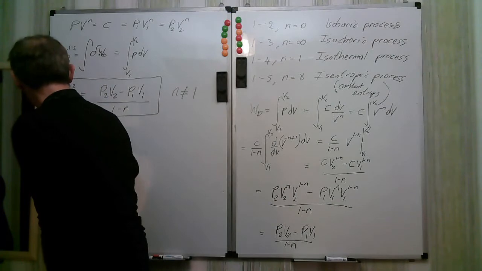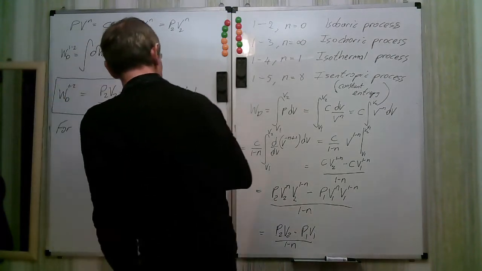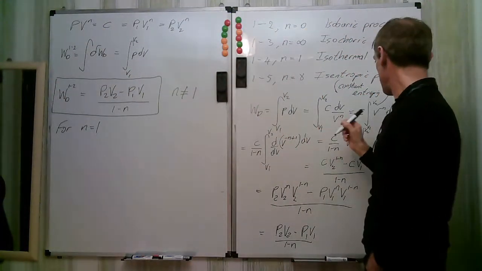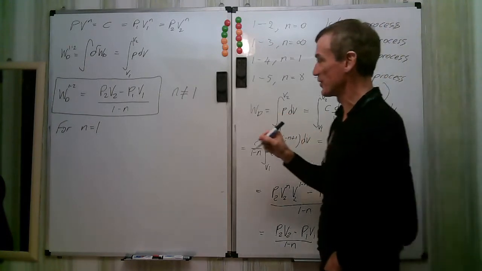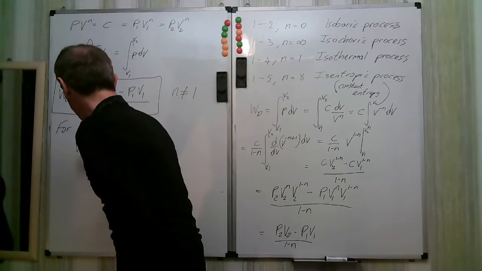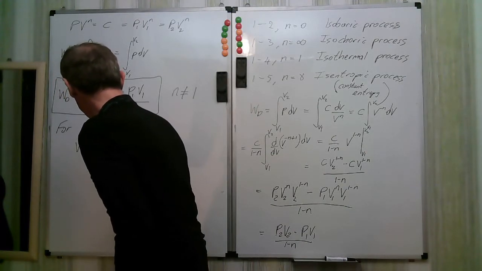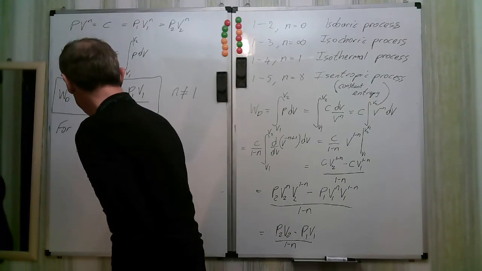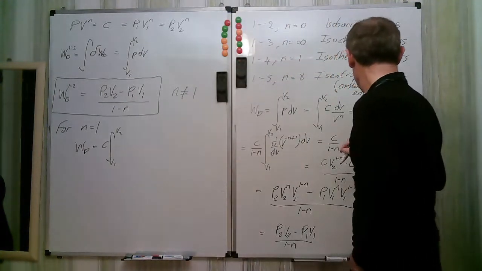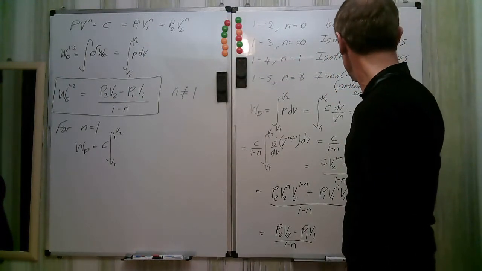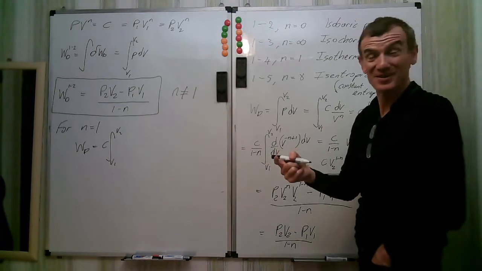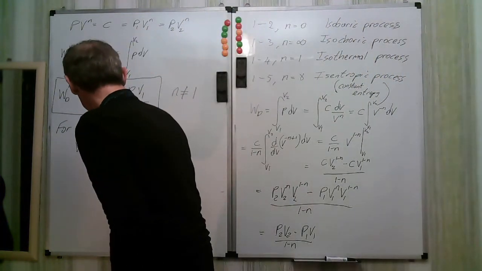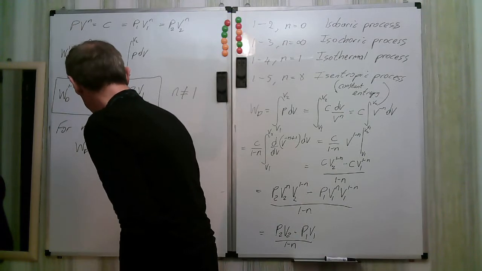Let's have a look at the n equal to 1 case then. For n equal to 1, I can just follow this line, so I'm okay to there. We have WD equal to the integral from V1 to V2 of our constant C times V to the minus n dV, but n is equal to 1, so it's dV over V for this case.